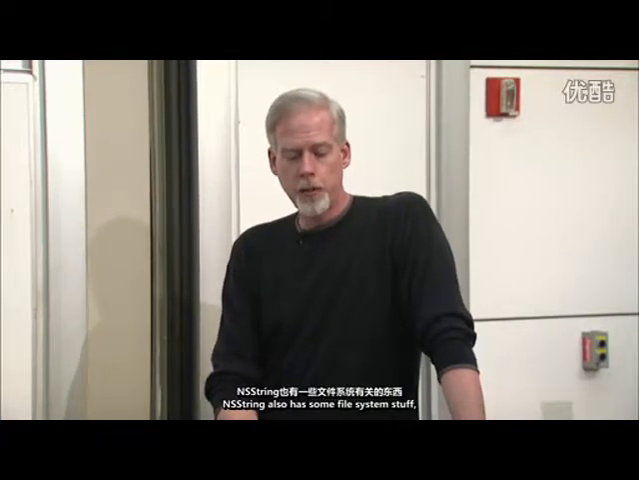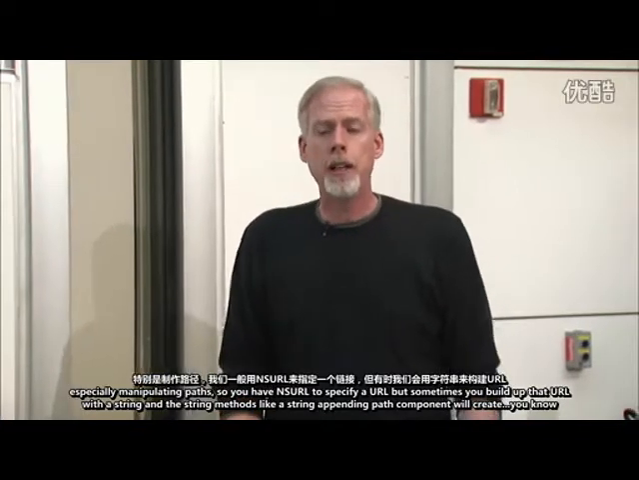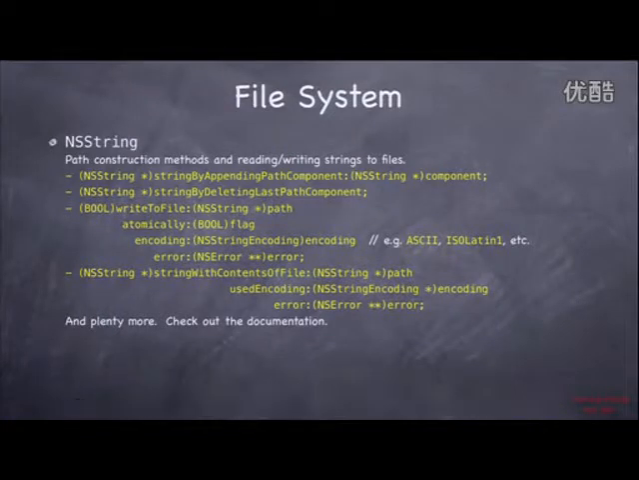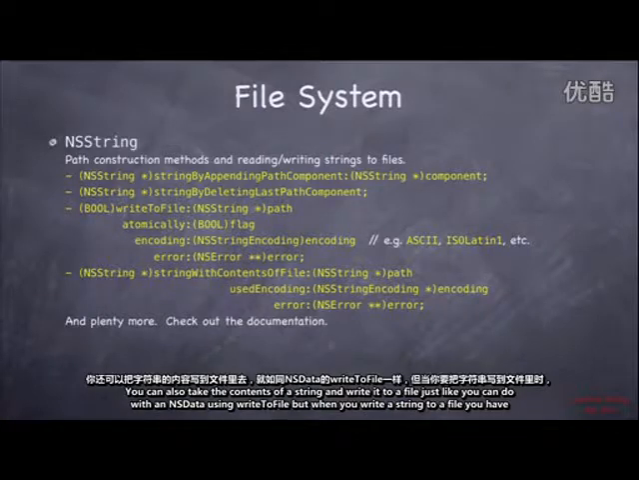NSString also has some file system stuff, especially manipulating paths. So you have NSURL to specify a URL, but sometimes you build up that URL with a string. And the string methods like stringByAppendingPathComponent will add subcomponents to a path and put the proper slash or backslash or whatever is required in between. You can also take the contents of a string and write it to a file, just like you can do with an NSData.